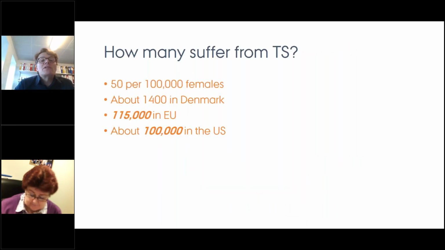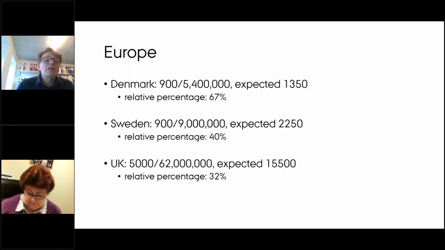And how many do really suffer from Turner syndrome? Well, we know that from previous chromosome surveys, about 50 for every 100,000 females will have Turner syndrome. That means that we should have about 1,400 in Denmark, and I can tell you that we've only diagnosed about 1,000, so we're missing about 400 in Denmark. And we should find about 115,000 with Turner syndrome in all of EU, and about 100,000 in the United States of America. But we know from Danish, Swedish, and UK data that this is really not the case.